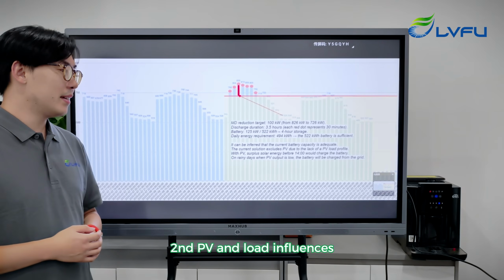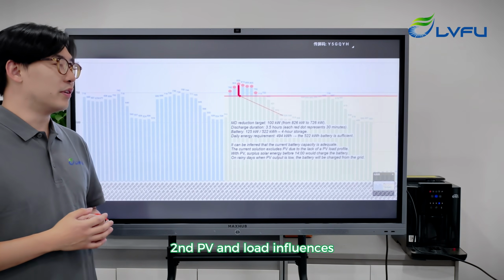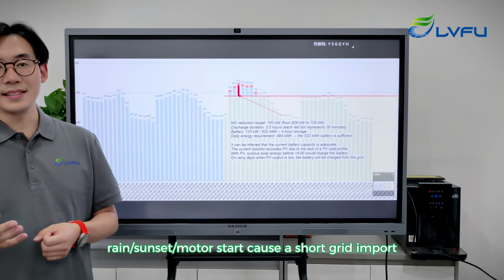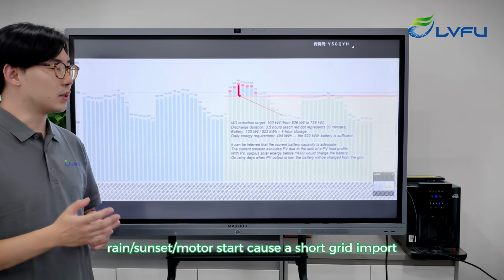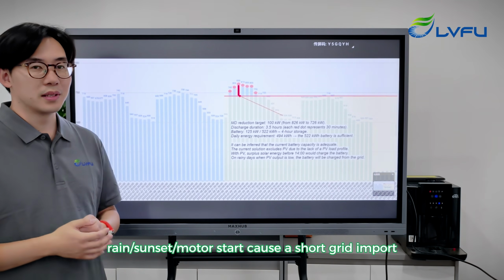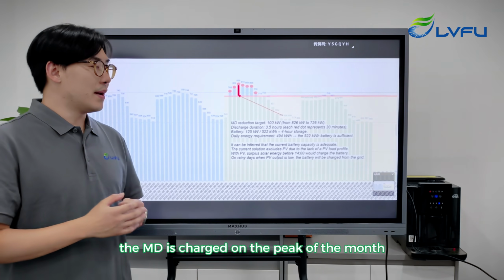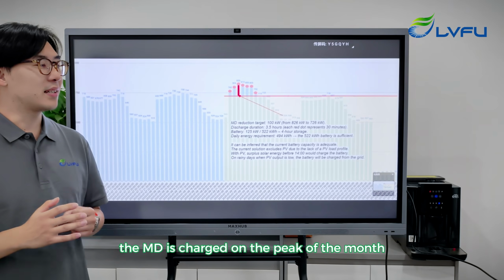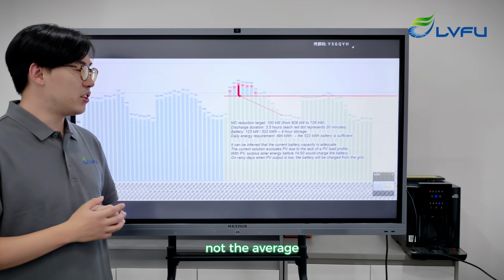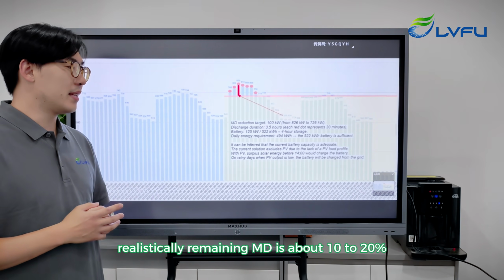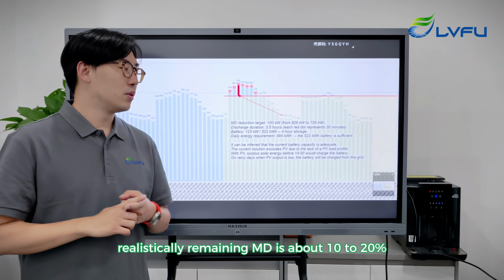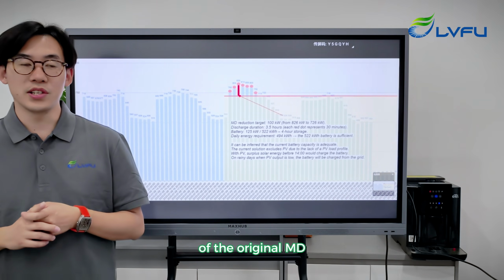Second, PV and load influences. Rain, sunset, and motor starts cause a short grid import. Third, the TNB meter rule. The MD is charged on the peak of the month, not the average. Realistically, the remaining MD is about 10 to 20% of the original MD.